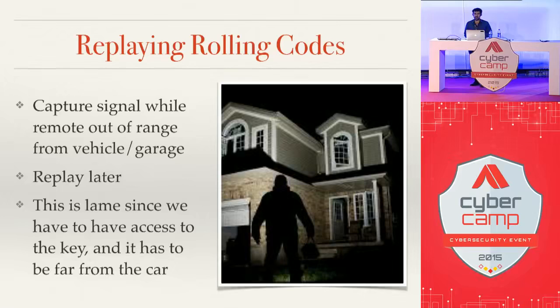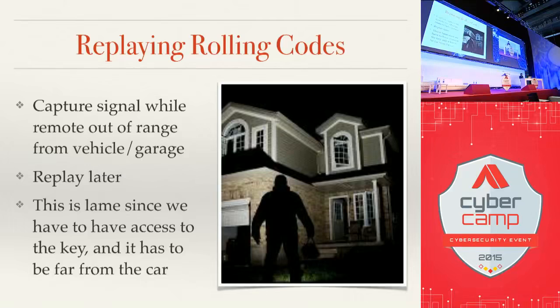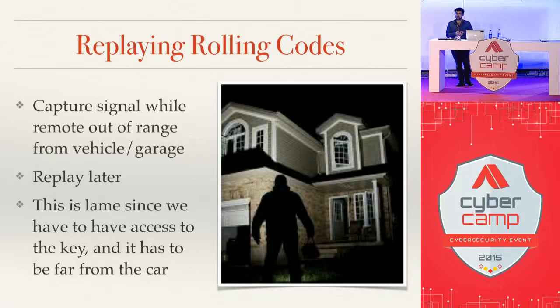However, there is something interesting about these rolling codes, and it's that if you can capture the signal while the remote is out of range with the vehicle, you can replay it because the car never heard it. And rolling codes don't have an expiration. They only expire after a future code has worked. So if I can, let's say, go into your house, press the button when it's not near your car, and listen to that, I can then replay it later. However, this is a lame attack because I've already broken into your house. Like, I might as well just take your keys.